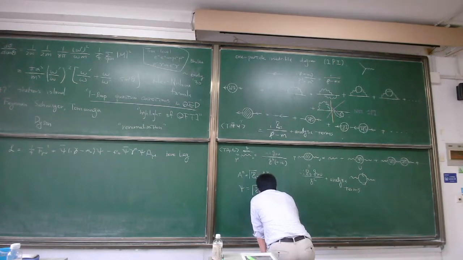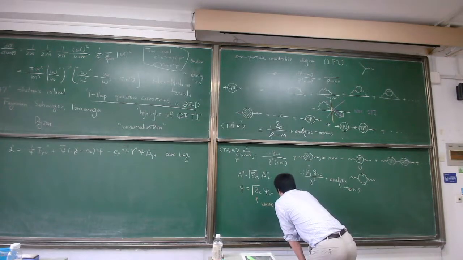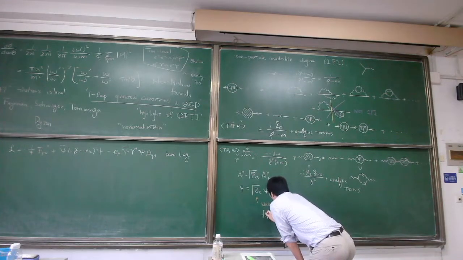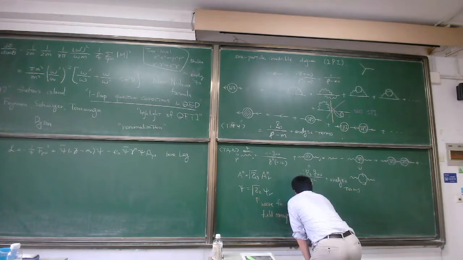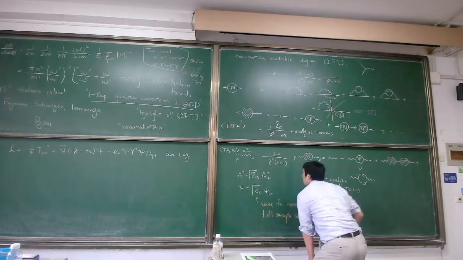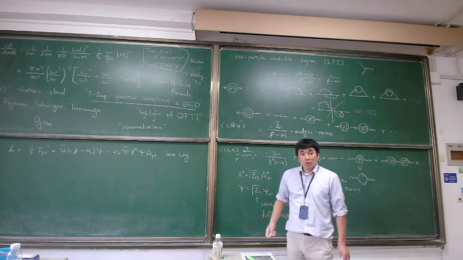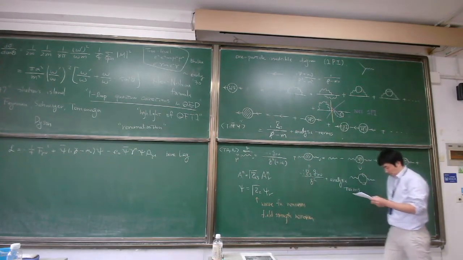I don't know, physicists always coin some new word. Wave function renormalization, or sometimes called field strength renormalization. Both are commonly used. So if you rescale and use this psi r and ar, then the propagator has the correct residue at the pole.